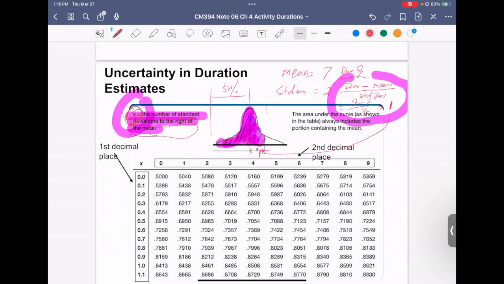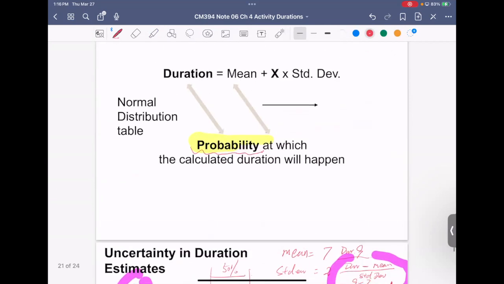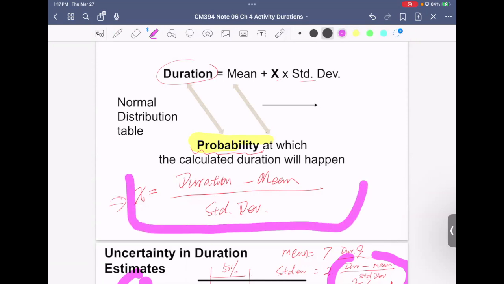Let me write this one again. So the x is equal to your duration minus your mean divided by your standard deviation. Okay? Same as from this one. So minus this mean and divided by this, you get x. So this is the equation we use most of the time, and sometimes we use this other one.